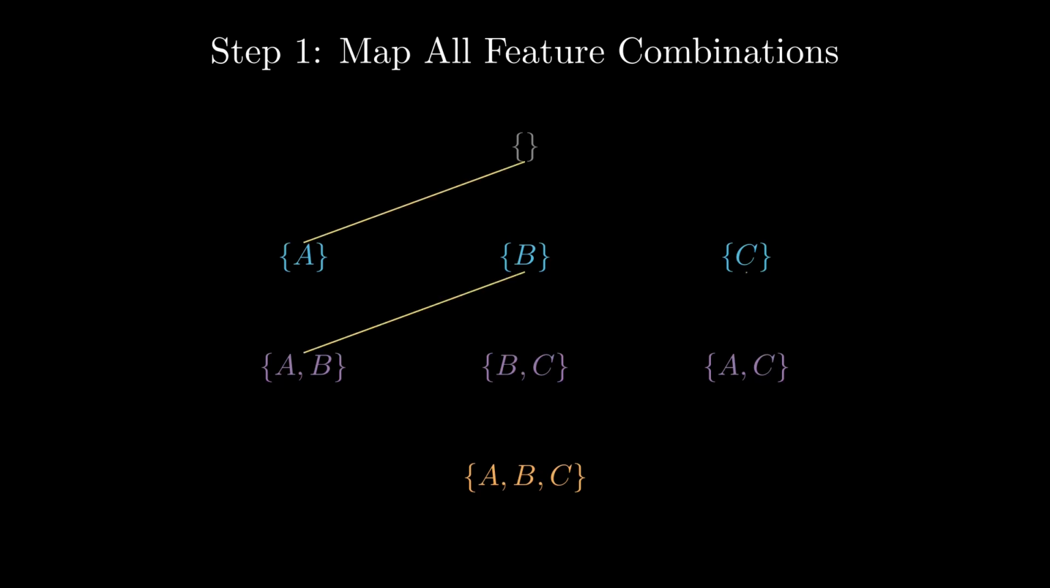To find the definitive SHAP value for feature A, we track every transition edge where feature A is added to a subset. We calculate its marginal contribution at every single layer shown by these paths.